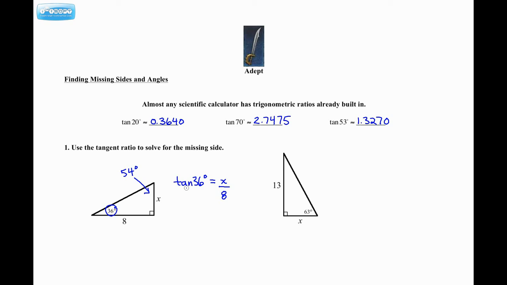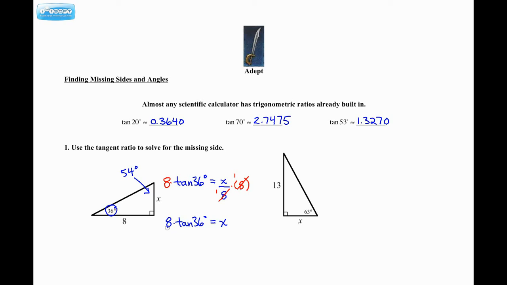Well, we actually have an equation now, and x I can now solve for by isolating. All I have to do is get rid of this division by 8, and I can do that by multiplying. So I'm going to multiply both sides by 8. There we go. So 8 over 8 cancels. That just gives me 1. So that means 8 multiplied by the tangent of 36, that is x.